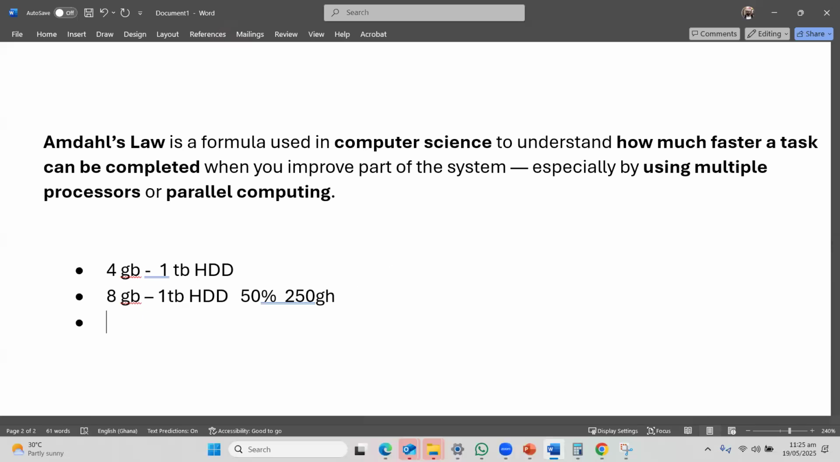Now, let's say that another person who also has 8 gig goes to buy a 1 terabyte SSD. And this would improve his computer by 80%. But the SSD will cost him 1,000 Ghana cedis. Now, 1,000 Ghana cedis for 80% improvement in the computer, does it make sense? Oh, it makes sense. A brand new computer is like 8,000, so for 1,000 Ghana cedis, they go and do it. Oh, okay.